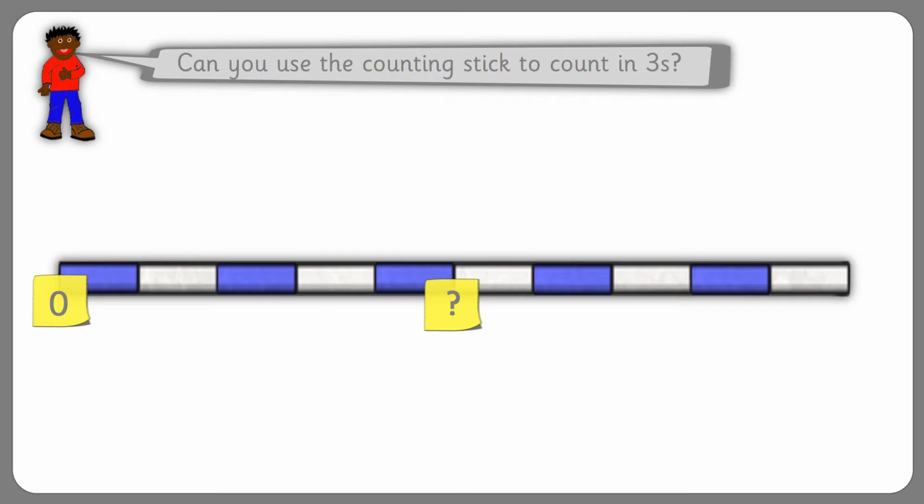Okay, let's work it out together. Starting at 0, here we go. 0, 3, 6, 9, 12, and 15 was our mystery number. Okay, let's do another one.